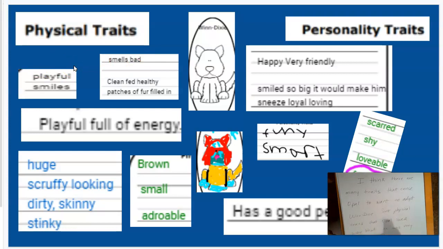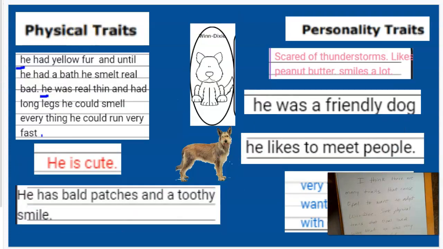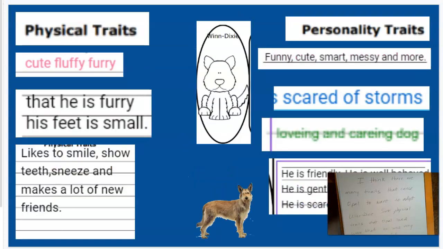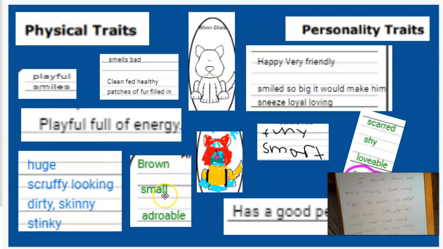How do you know this? How do you know about those physical traits? Well, in the book, Kate DiCamillo describes Winn-Dixie to us. So his physical traits, he was very cute and playful. No wonder she wanted to adopt him. Okay, let's move on to personality traits.